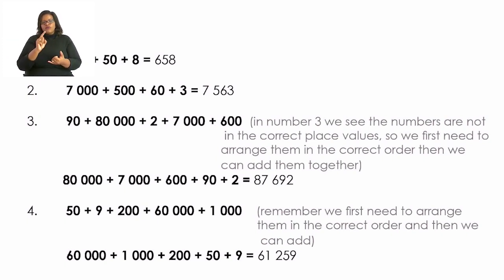So what I do is I add 600 plus 50 plus 8, and that is equal to 658. Number 2, 7,000 plus 500 plus 60 plus 3. If we add it together, it will give us 7,563.